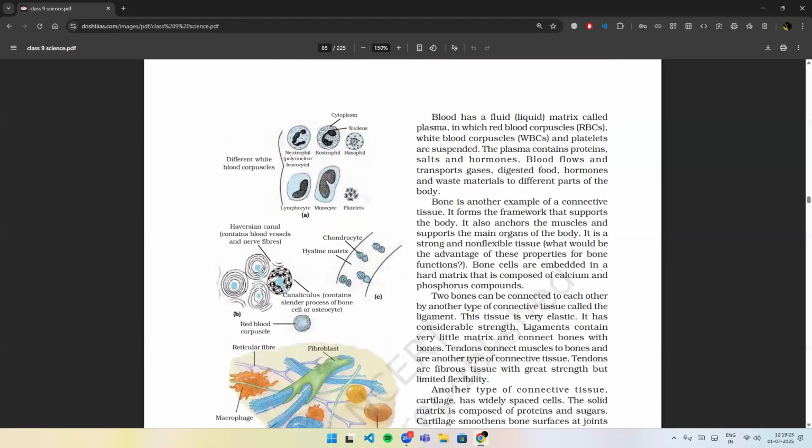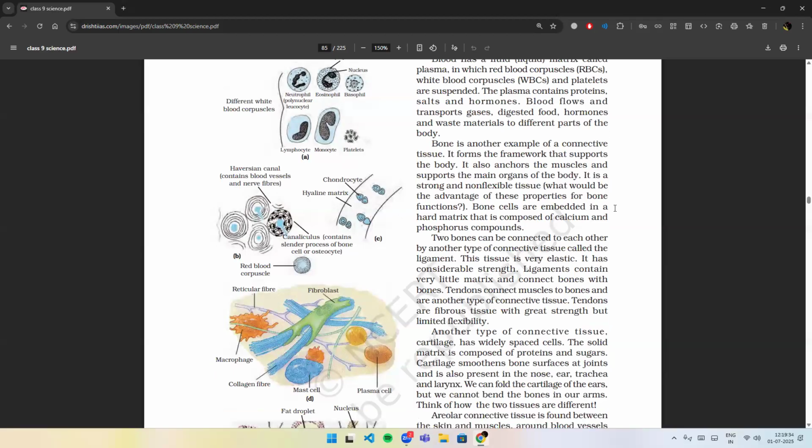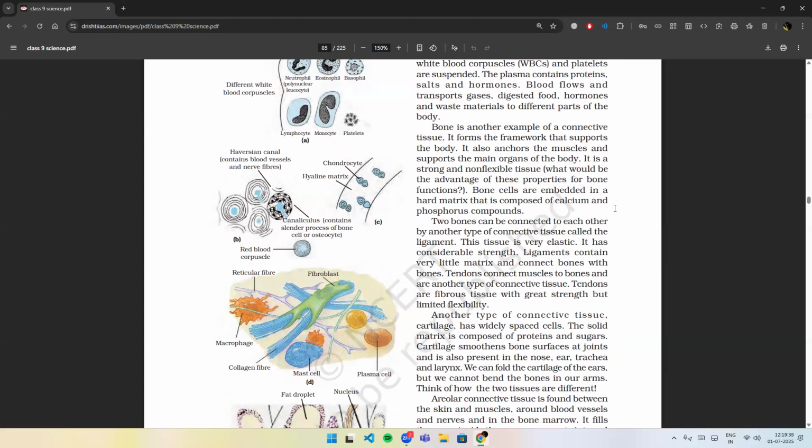Blood has a fluid matrix called plasma, in which red blood corpuscles, white blood corpuscles, and platelets are suspended. The plasma contains proteins, salts, and hormones. Blood flows and transports gases, digested food, hormones, and waste materials to different parts of the body.